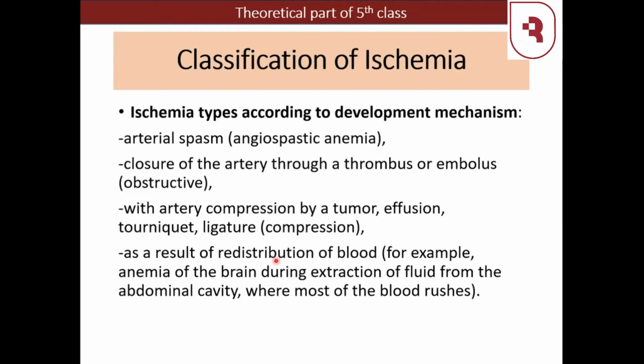Ischemia types according to development mechanism. It may be a result of arterial spasm, closure of the artery through a thrombus or emboli, artery compression by tumor, effusion, or some other kind of compression, or as a result of redistribution of blood. So it is the most important mechanism of ischemia development, and in the cases we will ask you about some different mechanism of development of ischemia, and you may use this classification.